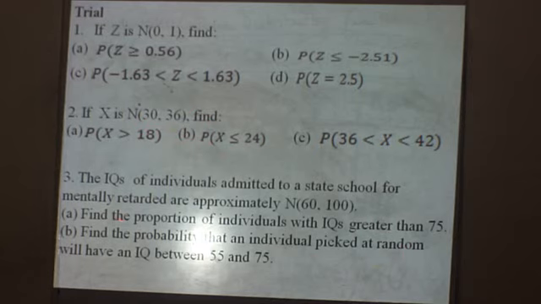Then we come to the question 3, that one deals with the practical implication. That the IQs of individuals admitted to state school for mentally retarded are approximately normally distributed with mean 60 and variance 100. A. Find the proportion of individuals with IQs greater than 75. Then B, find the probability that an individual picked at random will have an IQ between 55 and 75.